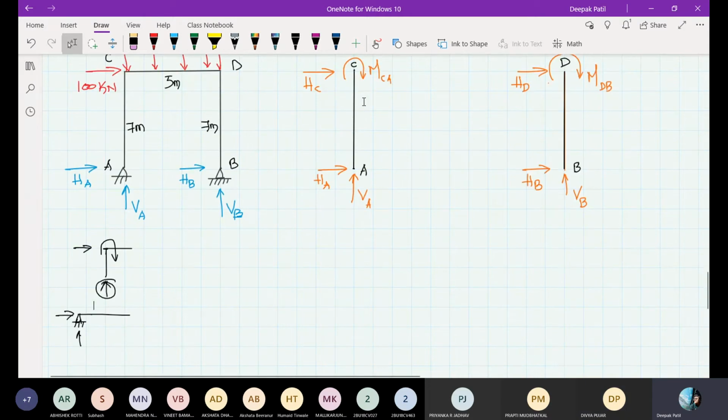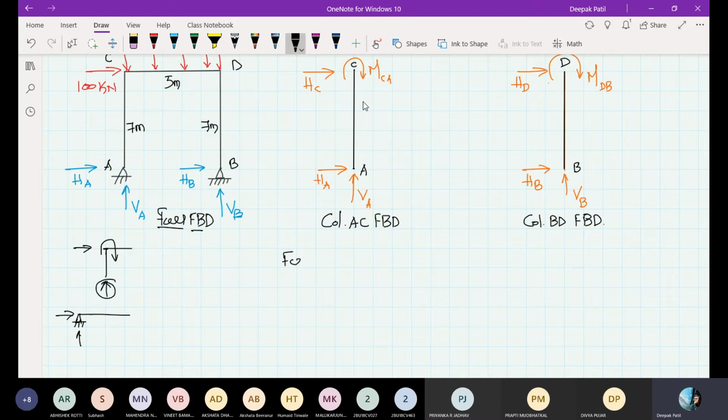Right. So if it is clear, next what I have to do: I will call this diagram the full free body diagram, full FBD, and I will call this the column AC free body diagram, and I will call this the column BD free body diagram.